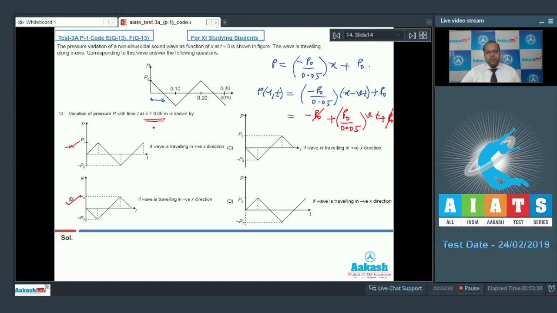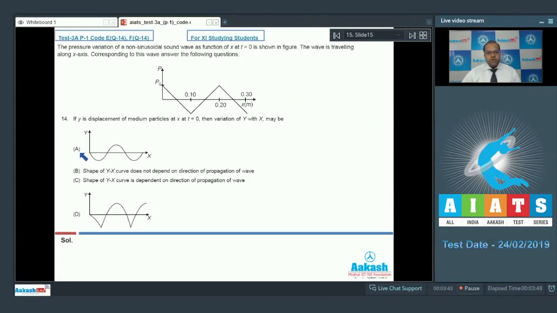Let's move to question number 14. If y is the displacement of medium particles at x at t equal to 0, then the variation of y with x may be. If I check the options, we know that the shape of the y-x curve does not depend upon the direction of propagation of the wave. So option B is correct and C is wrong.